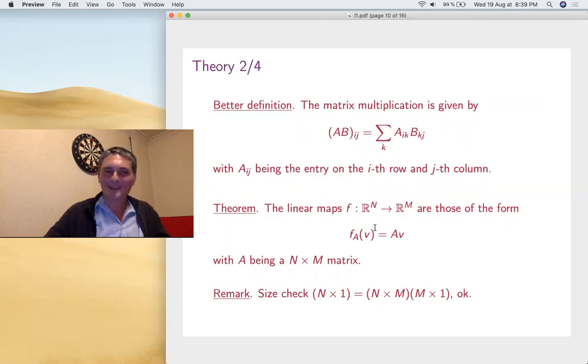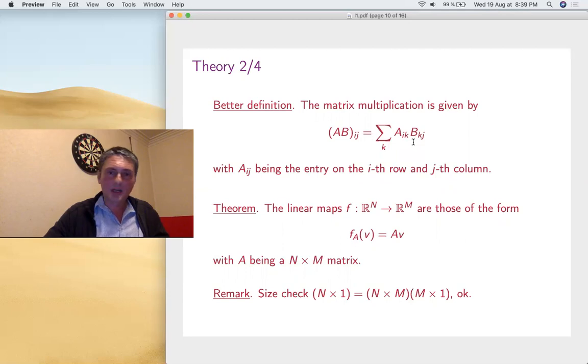Now, you can do it better. Let's try to simplify it. My claim is that using the matrix notation, where a_ij means the entry on the ith row and jth column of the matrix, the formula is just like this: (AB)_ij equals the sum over k of a_ik times b_kj.